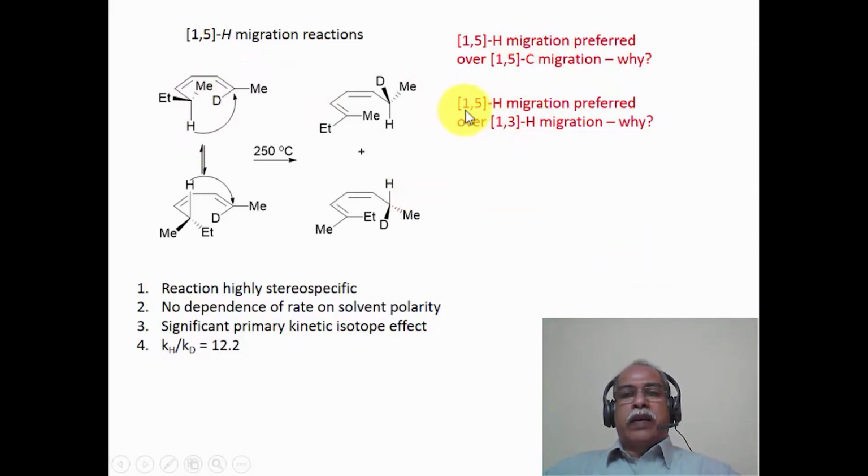Why is it that 1,5 hydrogen migration takes place over 1,3 hydrogen migration? Remember, 1,3 hydrogen migration, although it is possible in this particular case, has to take place in an antifacial manner. Such an antifacial shift is, although symmetry allowed, geometry forbidden, and that is why this reaction does not take place. So the fact that the carbon-hydrogen bond is of lesser energy than the carbon-carbon bond explains why hydrogen migration takes place in preference to the carbon migration. The fact that 1,5 migration is a suprafacial migration and 1,3 migration is an antifacial migration, which is geometry forbidden, will explain this particular question.